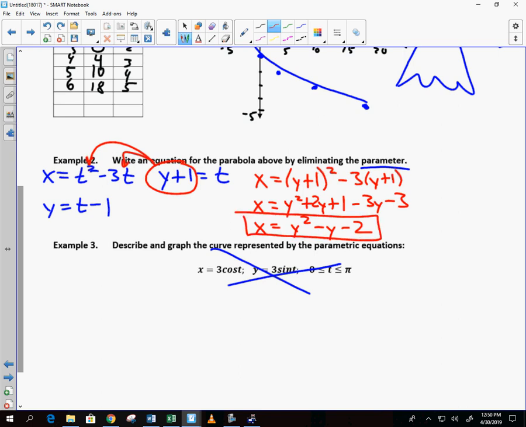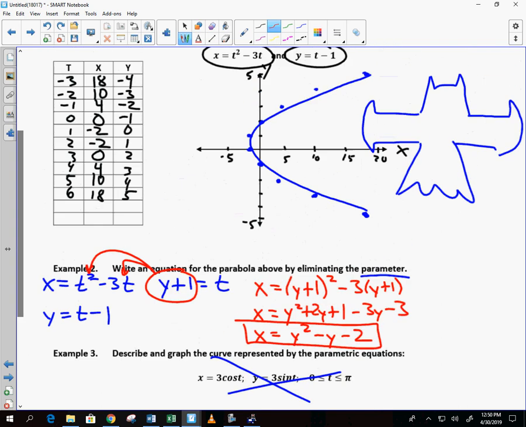Everybody agree that from the conic sections test that we just took that would be a horizontal parabola? A horizontal parabola. And that's what we graphed right up here.